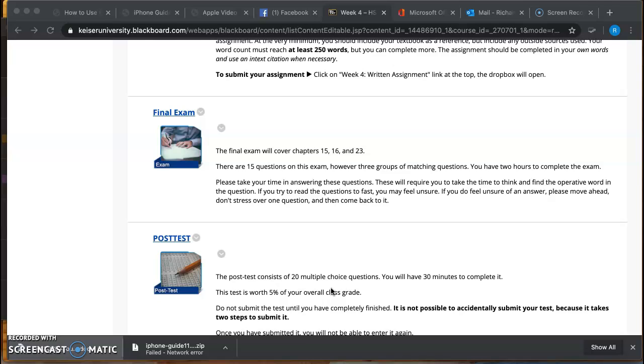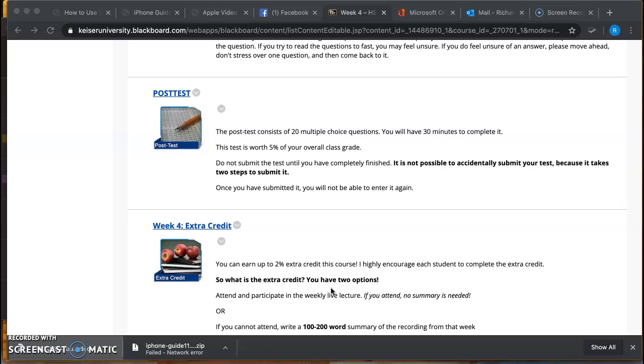You also have a post-test this week. The post-test is the pre-test essentially, but it's to see how much you retain during the 4 weeks that we've had together. The post-test consists of 20 multiple choice questions. You will have 30 minutes to complete it. The test is worth 5% of your overall class grade. Do not submit test results until you completely finished. So we're looking at how you did on the pre-test and then how you do on the post-test to see how far you came. And maybe it also provides us information of where we need to concentrate to better the class and make sure that you are getting the information that you need.